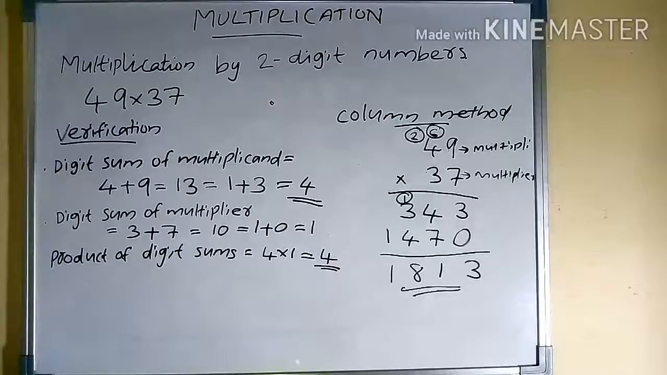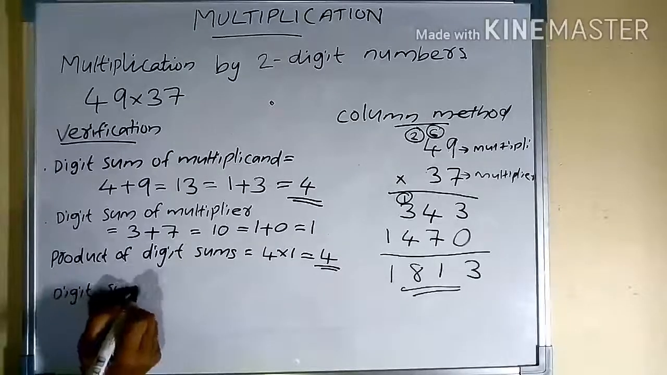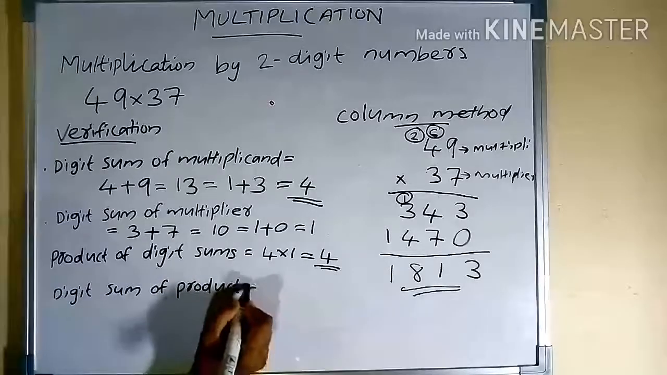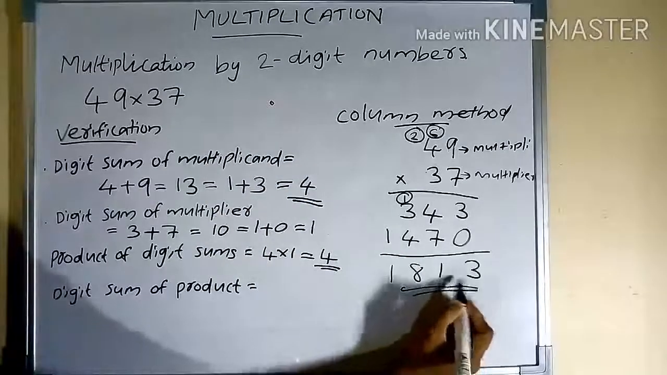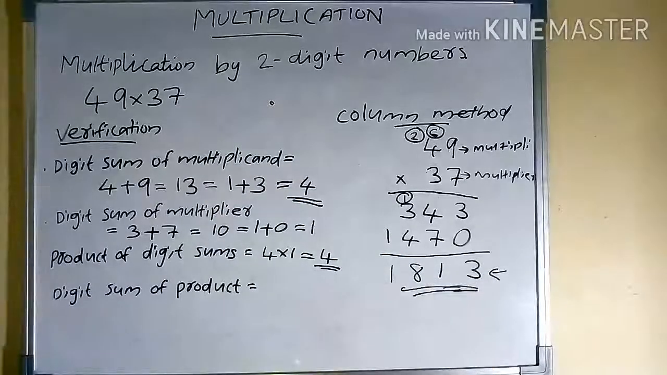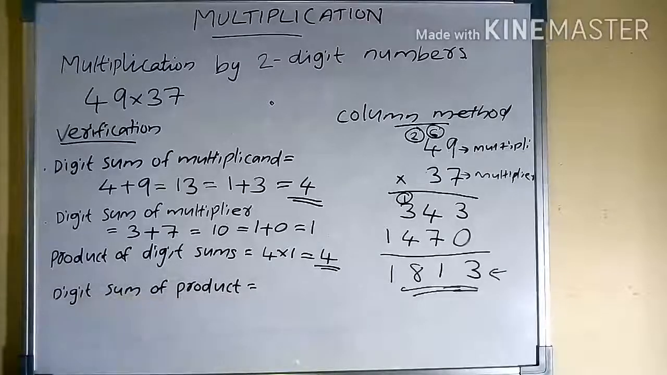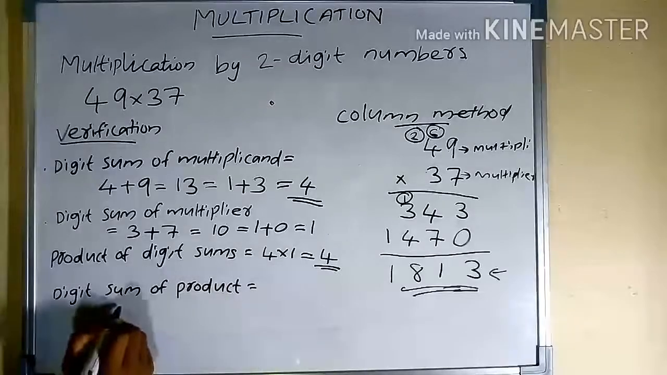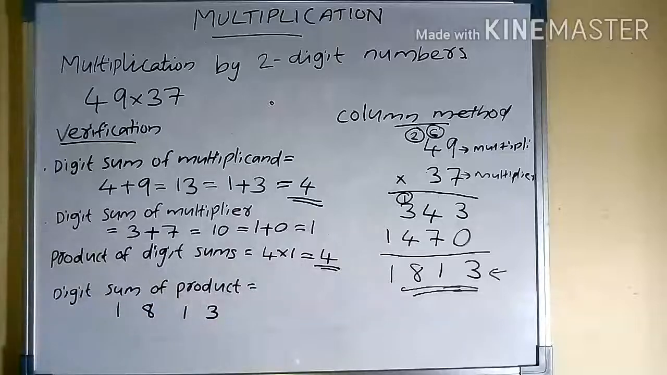Next step is digit sum of product. We know that the result of multiplication is known as product. So in this question, the result of multiplication is known as product. So here 1813 is a product. So digit sum of product means split this number into digits, that is 1, 8, 1, 3.